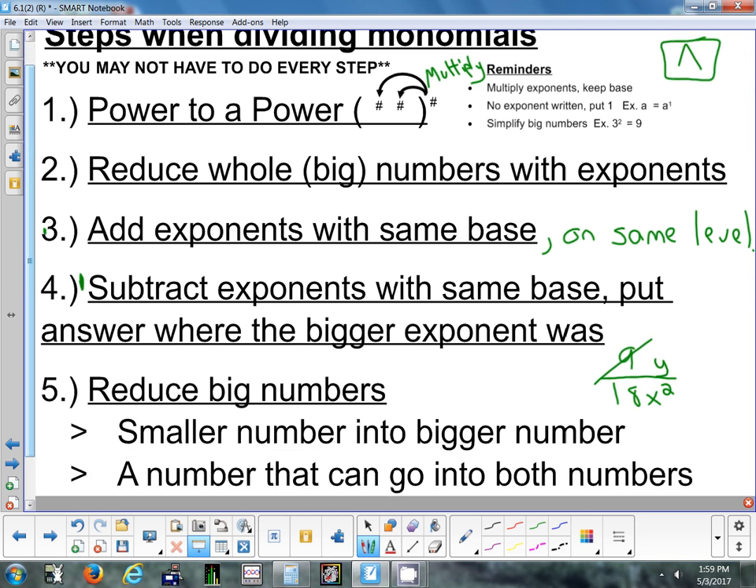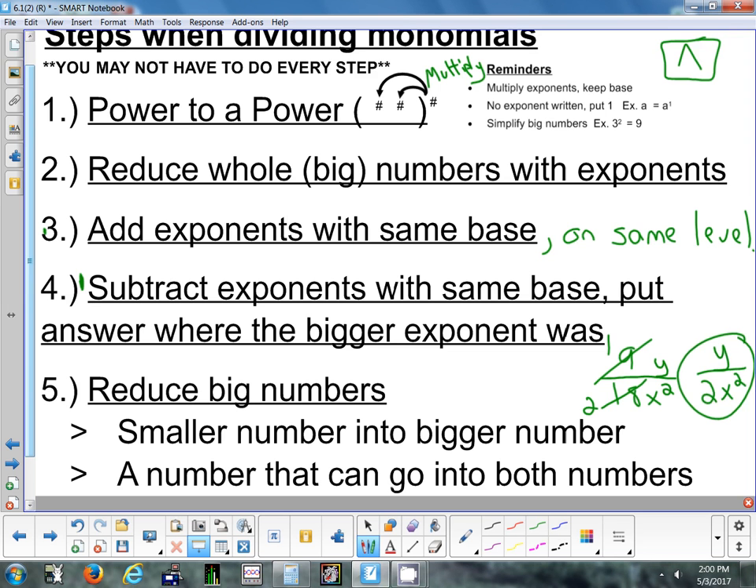I'm going to cross 9 out. I'm dividing by 9, so it goes in once. I'm dividing this by 9. It's 2. I would get y over 2x to the second. So that's one way that the whole numbers might reduce. The smaller one might go into the bigger one.